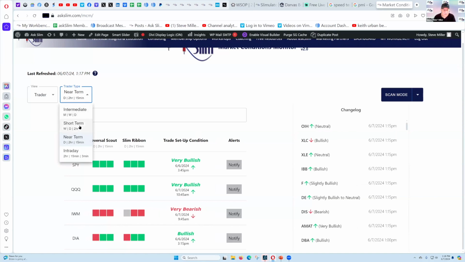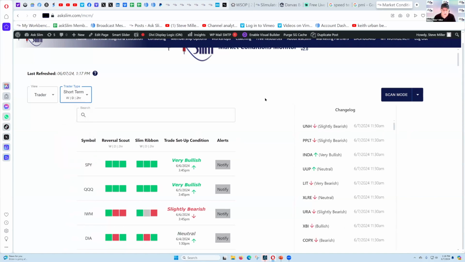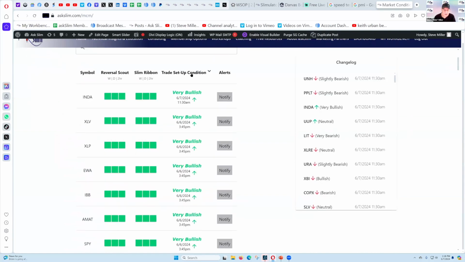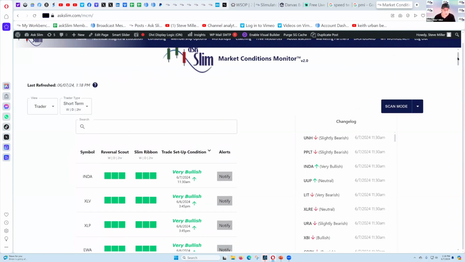So let's just take a look really quickly on the short term at some of the other trade setup conditions in other groups. We'll just look at the top ones in here that are very bullish, and you can see India, XLV, XLP, IBB, Applied Materials, and of course SPY sitting at very bullish. If I switch to very bearish, you can see LIT, Wynn Resorts, COPX, Home Depot is bearish, JETS is bearish, ABNB is bearish. Wow, that's interesting. And EWW, the Mexican market there. So you get an idea. You can just scroll through here and get a good sense for the conditions of the market.